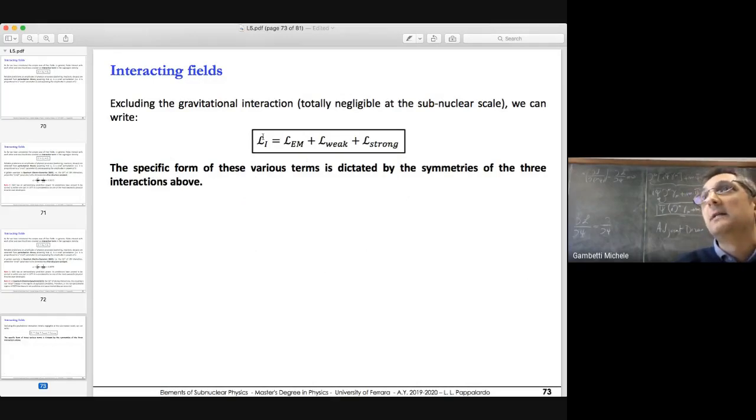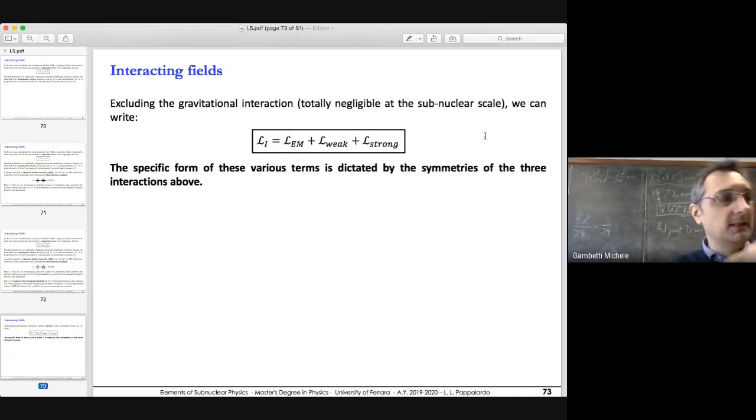So in general, these interaction terms in the Lagrangian density we can decompose into the three main contributions from the three main interactions, which are electromagnetic, weak interaction, and strong interaction. Of course, we are completely neglecting here the gravitational interaction, which is completely negligible at the subnuclear scale. And of course, the specific form of these various terms depends on the properties of these interactions, so more generally on the symmetries of these three interactions above.